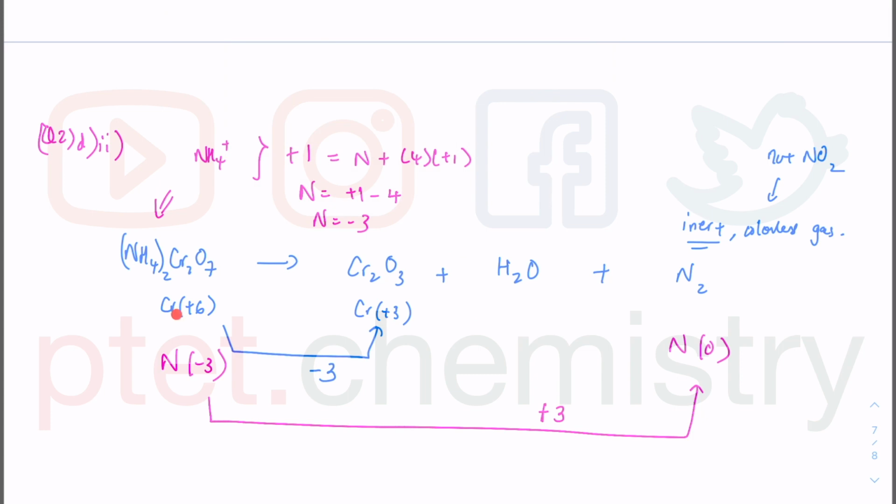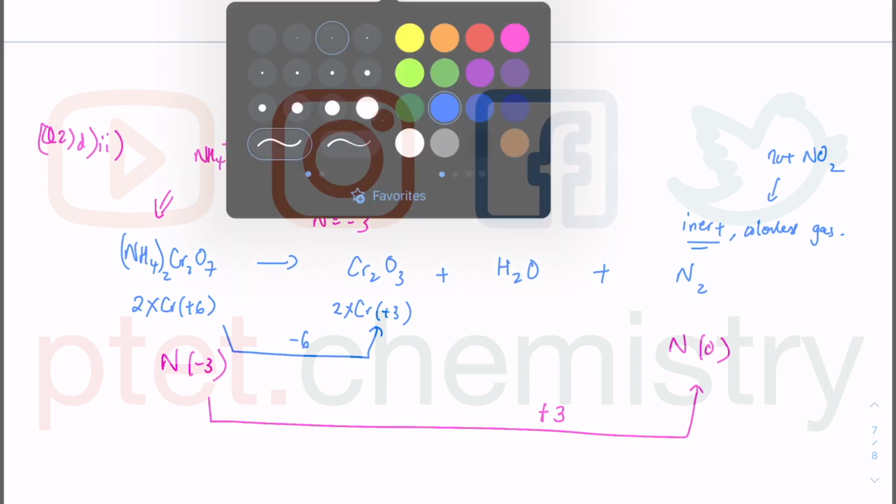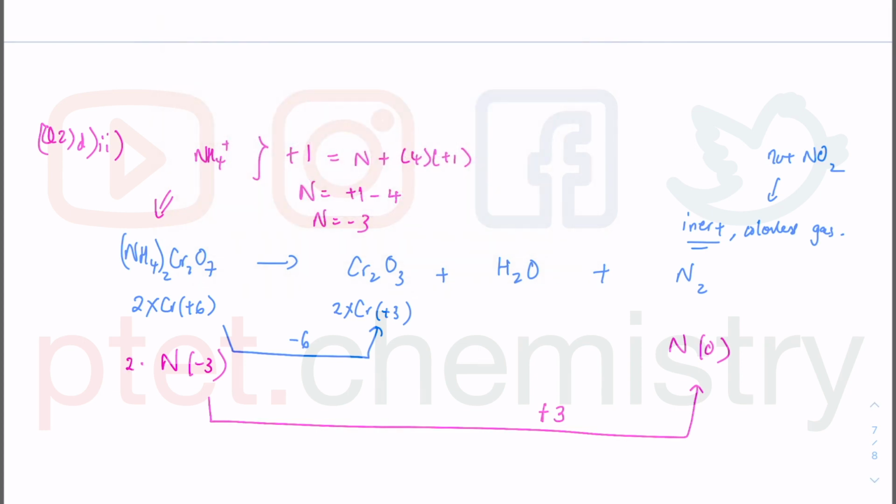However, be careful, that is for 1 chromium. I have 2 chromium there, which means I have 2 times plus 6, and I have 2 times plus 3. So altogether, what do I have actually? I have plus 12, I have plus 6 there. So altogether I have minus 6, to be honest. And here, that is for 1 nitrogen. I actually have 2 nitrogen. So actually I will have 2 times nitrogen minus 3. But I only have 1 times of that nitrogen 0. So again, that should be plus 6. But happily, my minus 6 will cancel out plus 6 as well.